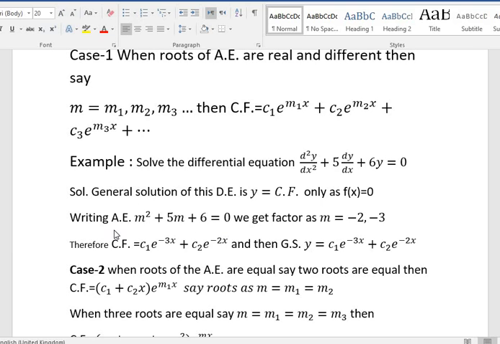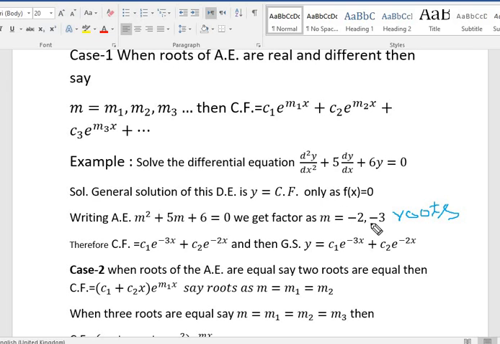When you factor, you get m equal to minus 2, minus 3. These are called the roots of the auxiliary equation. Roots of the auxiliary equation, different.